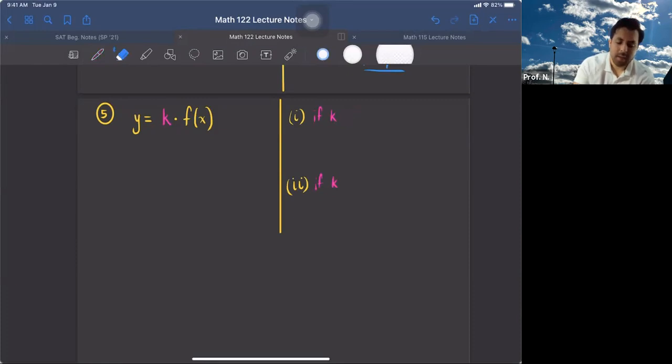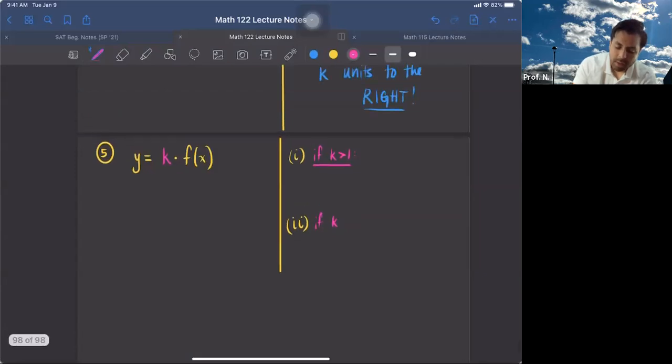Okay, I guess not. So if k is bigger than 1, then the result is a vertical stretch by a factor of k. So there's going to be a stretch.